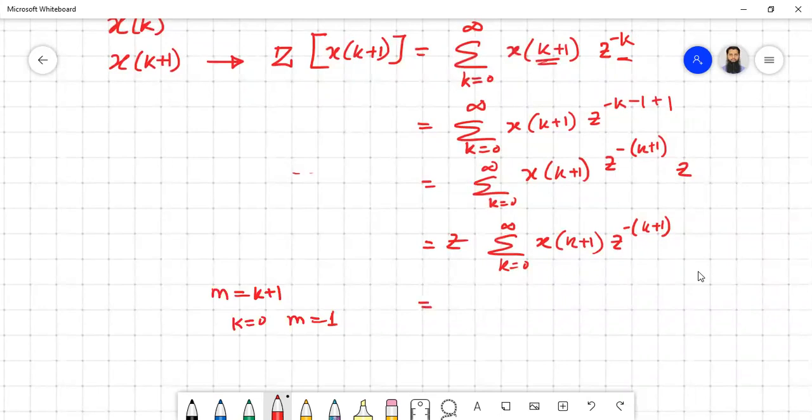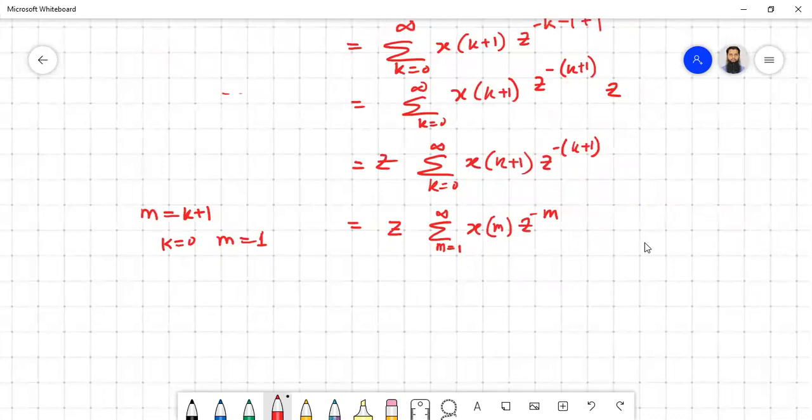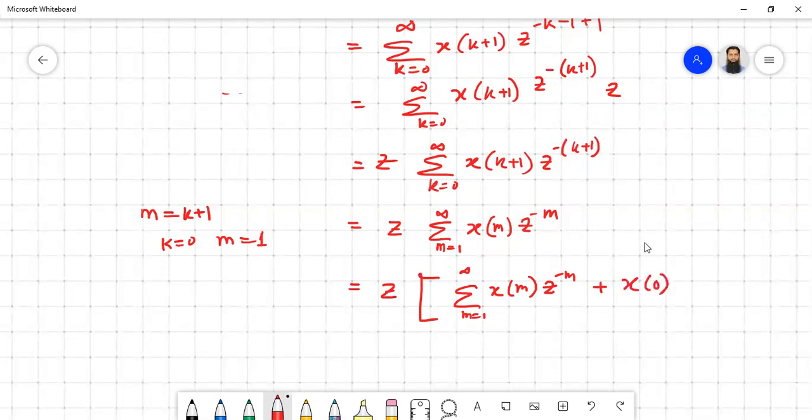Okay, so what you can write is z, then summation of m equal to 1 to infinity, x(m) z to the power minus m. So now actually you have to add one parameter with this one, otherwise we cannot write the z transformation. So we have to add the first parameter, that is x(0). Because at m equal to 0, z to the power minus 0 is actually 1, so x(0) is missing only. So we're just adding that parameter, and then we also have to subtract that one.